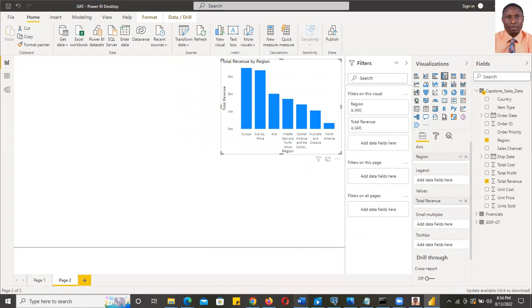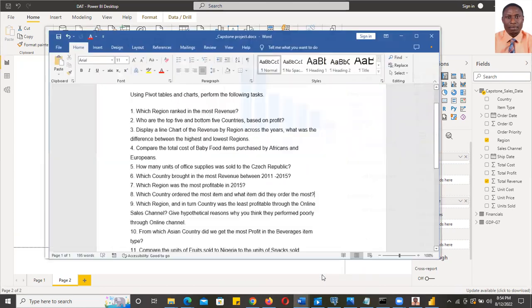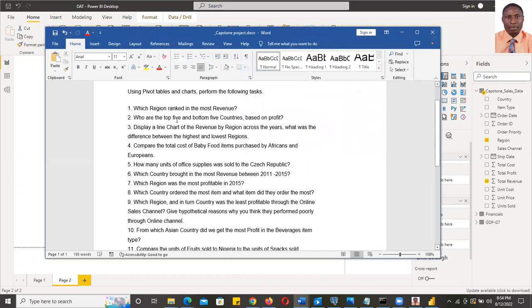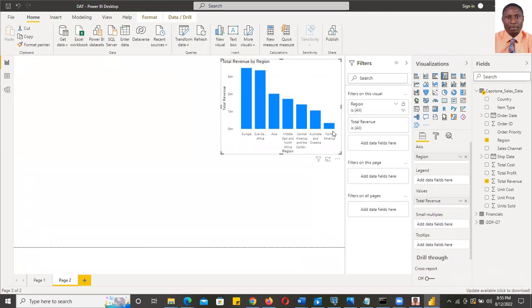So the second question says, who are the top five countries first, then bottom five countries based on profit. So let's pick.